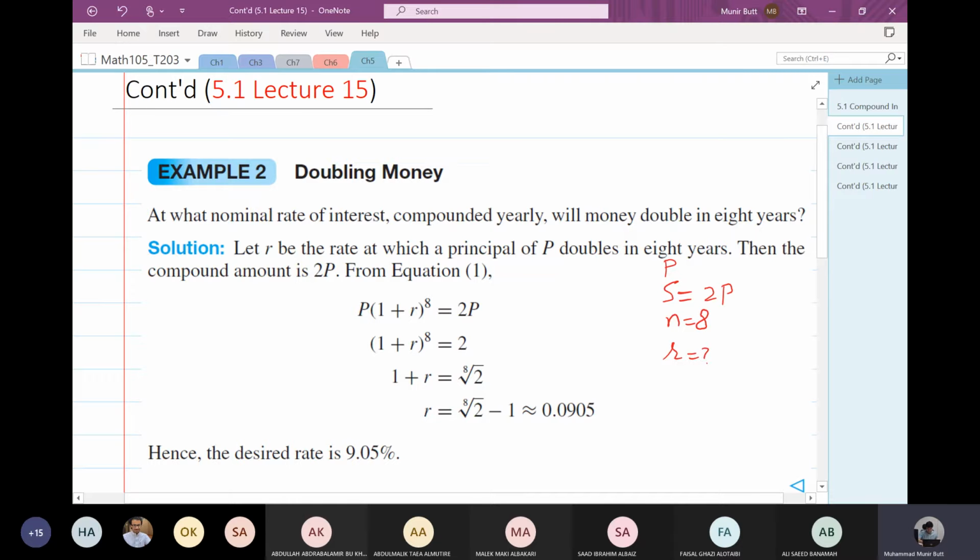So at what nominal rate of interest? It means that we have to find what is R. Agree? So again we put this in the formula. So S is equal to P. Are you listening to me? Yes, sir. Okay. So you want to make it double.